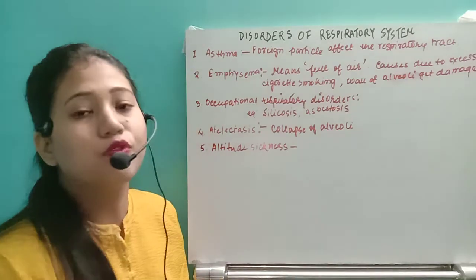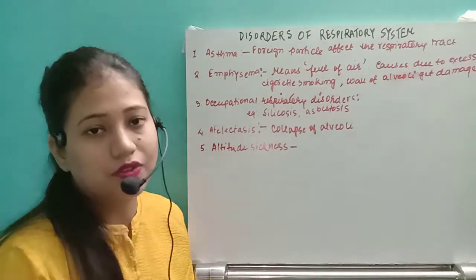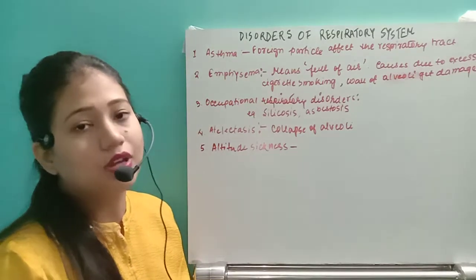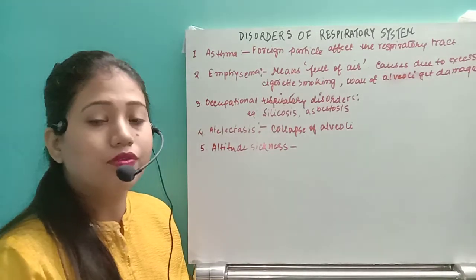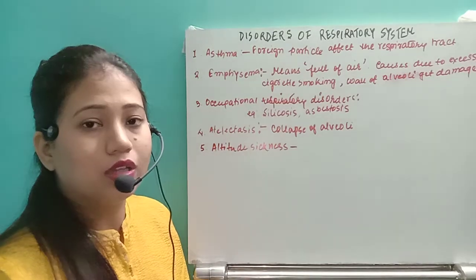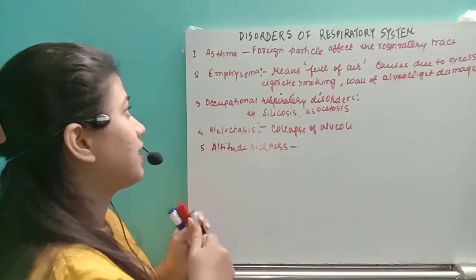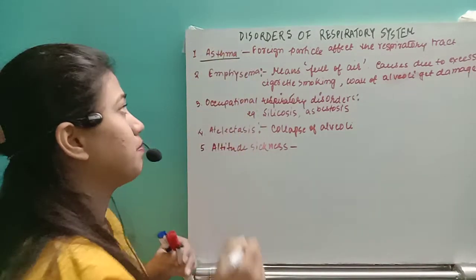After that, let us move to the next part, the last part, that is the disorders of the respiratory system. A number of diseases an individual can suffer from, of the respiratory tract or the alveoli or the whole mechanism. So first of all, the first disease is asthma. What is this asthma?